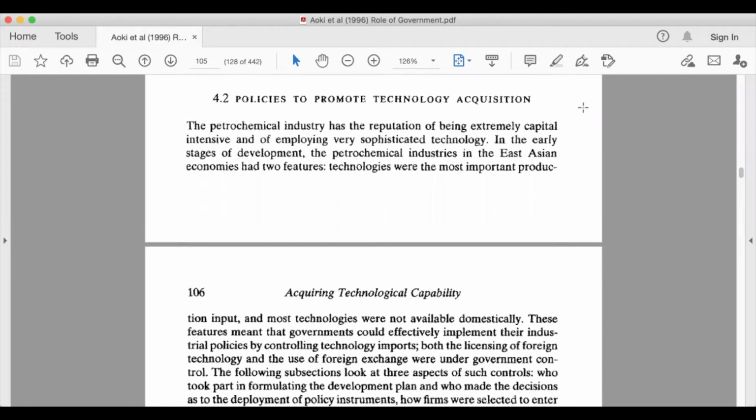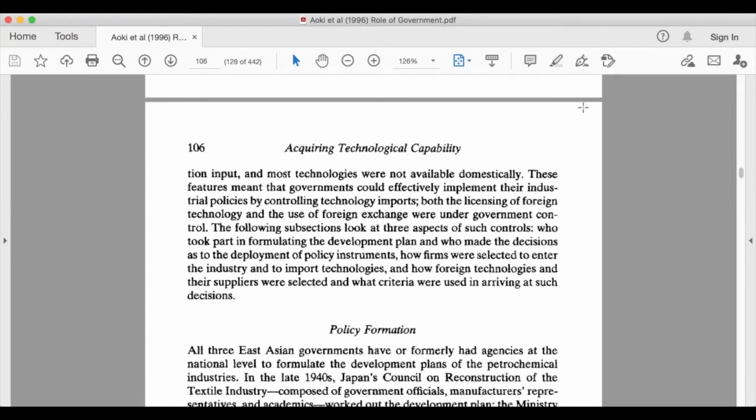What were the policies to promote technology acquisition? The petrochemical industry has the reputation of being extremely capital intensive and of employing very sophisticated technology. In the early stages of development, the petrochemical industries in the East Asian economies had two features. Technologies were the most important production input, and most technologies were not available domestically. These features meant that governments could effectively implement their industrial policies by controlling technology imports.